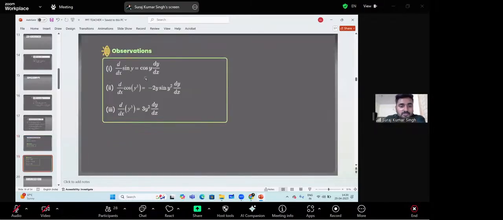Okay. So similarly, I am giving some examples: the derivative of sin y is cos y, and again we should write the derivative of y, that is dy by dx. Okay. Similarly, here cos y square, that is minus 2 into y into sin y square. Why, sir?